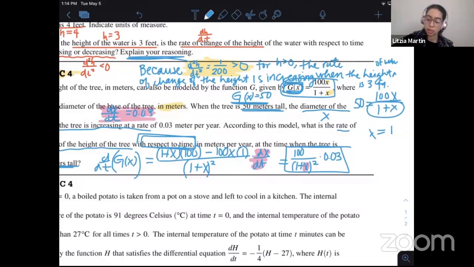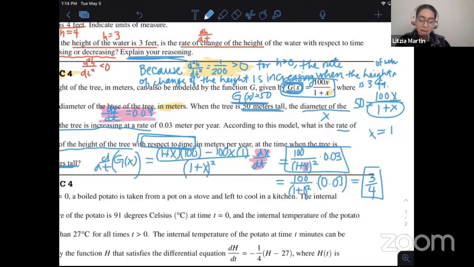So then we can go ahead and plug that in here. 1 plus 1 squared times 0.03, which, once you simplify it, actually gives us 3/4, all the way simplified through.